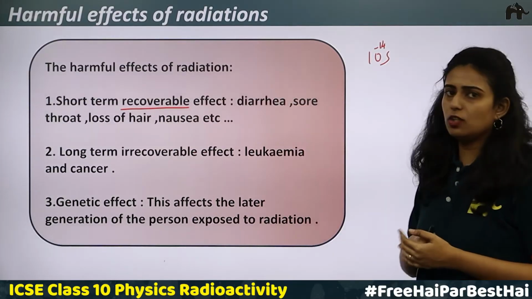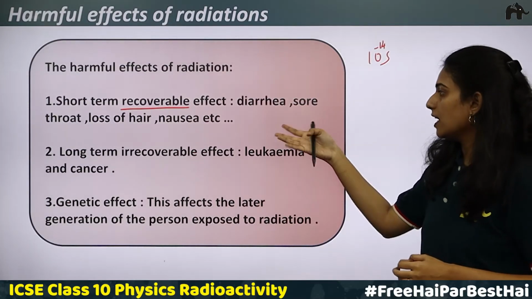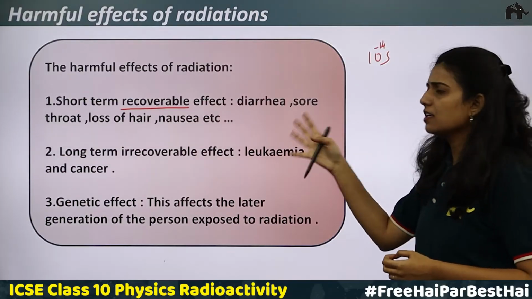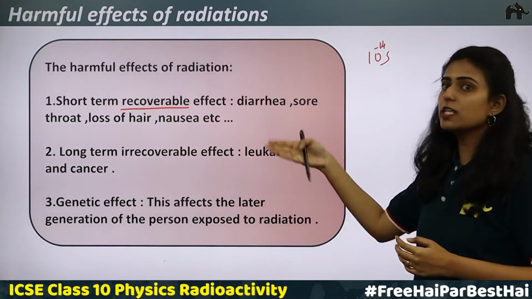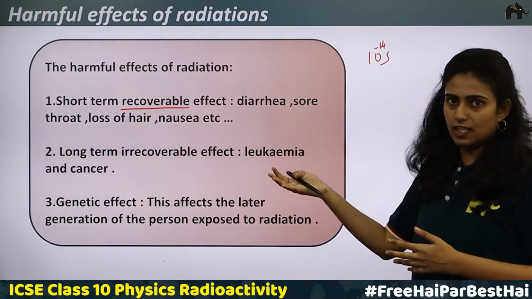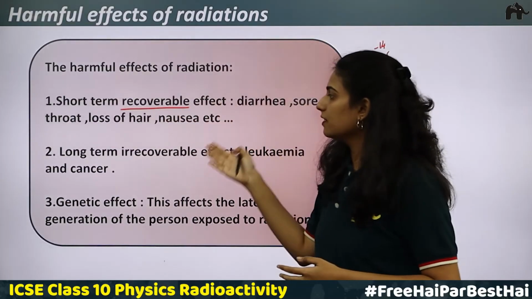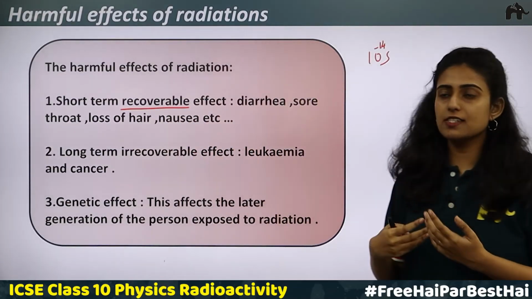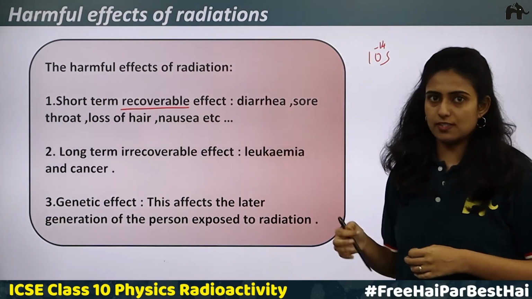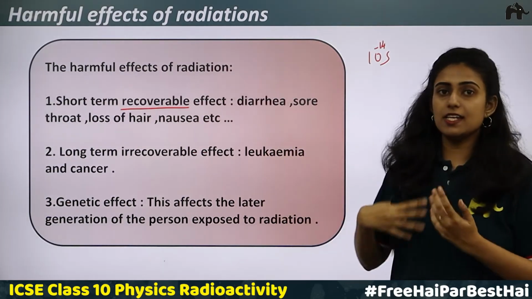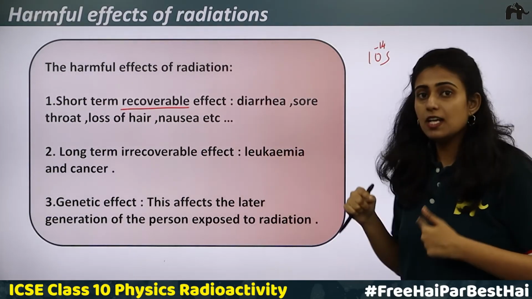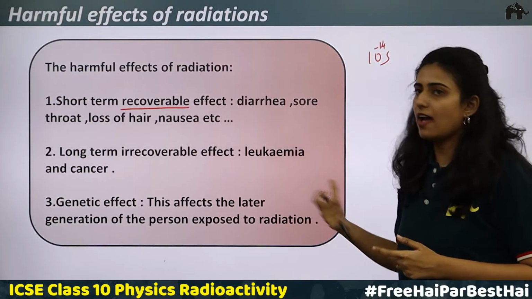That is, a person working in a nuclear power plant or in an atomic energy establishment, it is related to atomic energy. If they are working, they are directly exposed to these radiations. Okay, only then the short term recoverable and the long term irrecoverable effects will be in those persons. But when it comes to the third one, that is the genetic effect, it is not just to that person, but his generations can also have the effect.